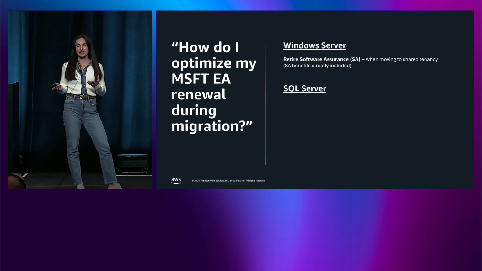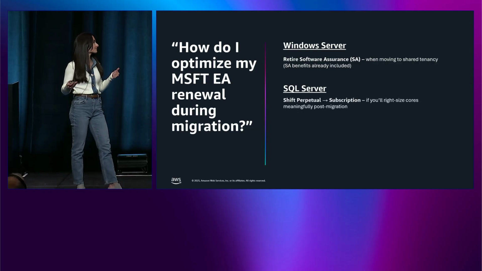But the first one is for Windows Server. Most customers are going to migrate to shared tenancy in AWS, and that comes with the Windows license included. So our standard recommendation, to avoid double payment, is that you should discontinue the payments that you make to Microsoft annually for Windows Software Assurance to reduce your net costs.